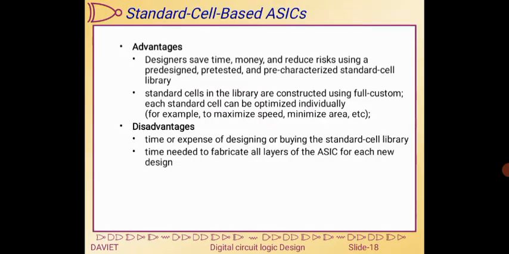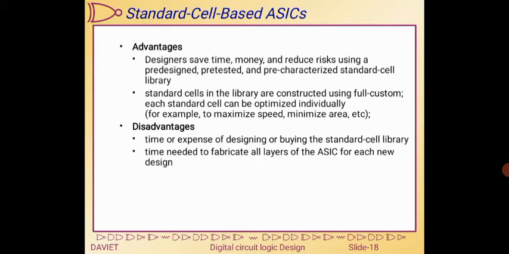So the advantages of the standard cell based ASIC: advantages and drawbacks. First one, advantages. Designers save time, because we have the same height for the standard cells; in the previous diagram we discussed that the same height represents the standard cells. So we are using standard cells for designing the ASIC. The time is saved, and cost wise it is also cheap.